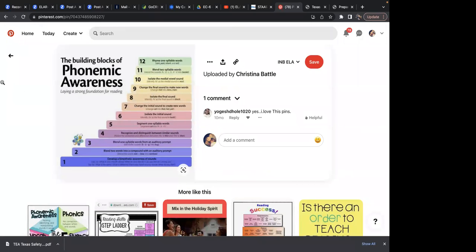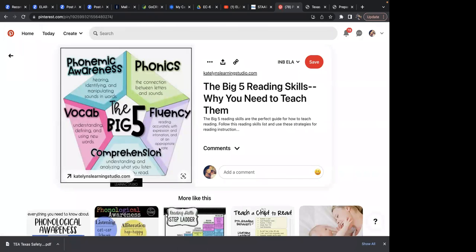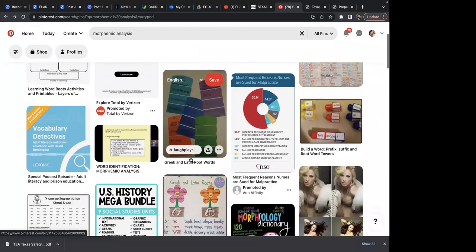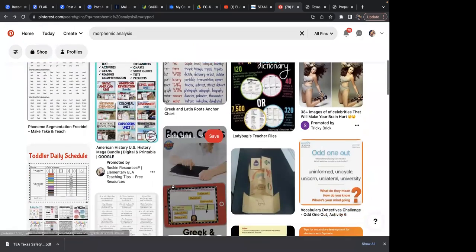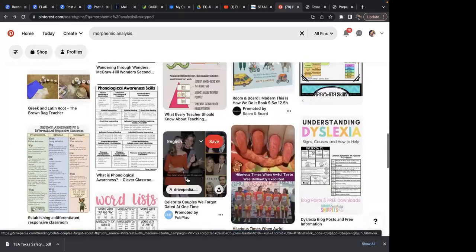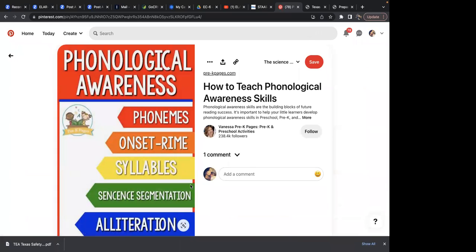So there's so much here for you. The big 5 for reading: phonemic awareness, phonics, fluency, comprehension, vocabulary. This is a later grades activity you could do with them, 3rd grade even, but I like the tactile ones better. Oh, look, here's a cheat sheet. I'm going to have to purchase this and see if it's good.